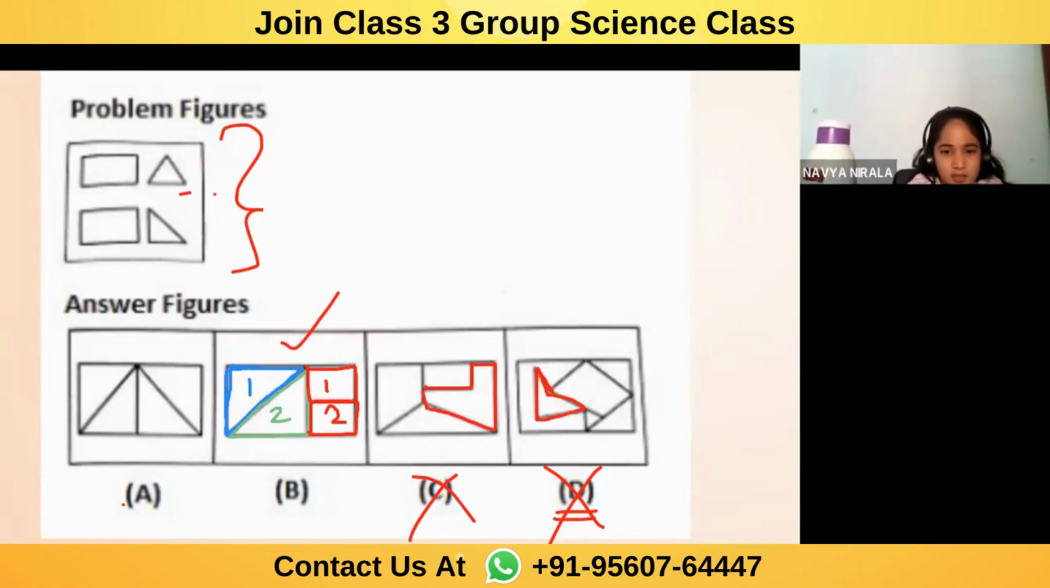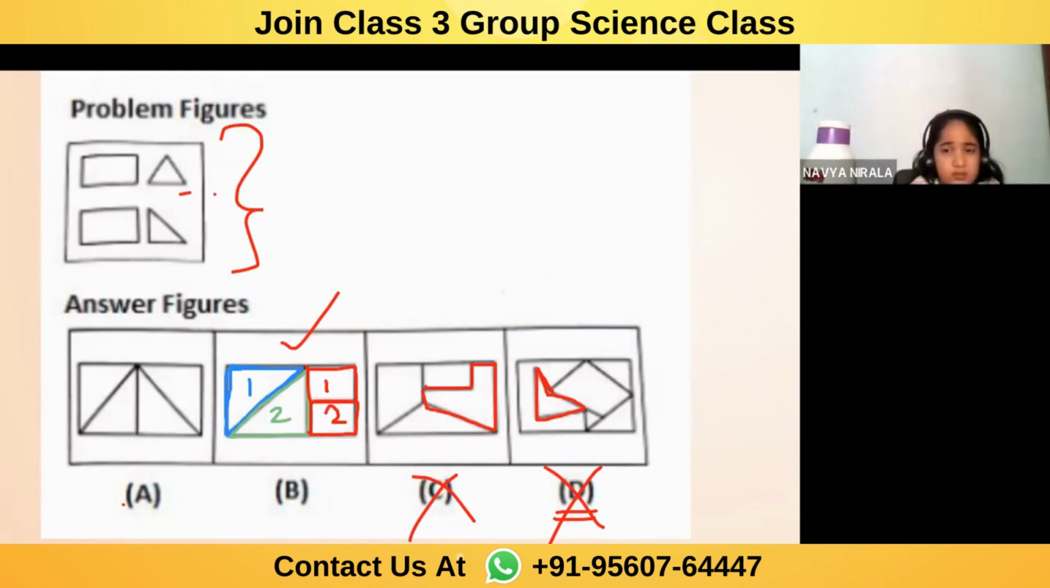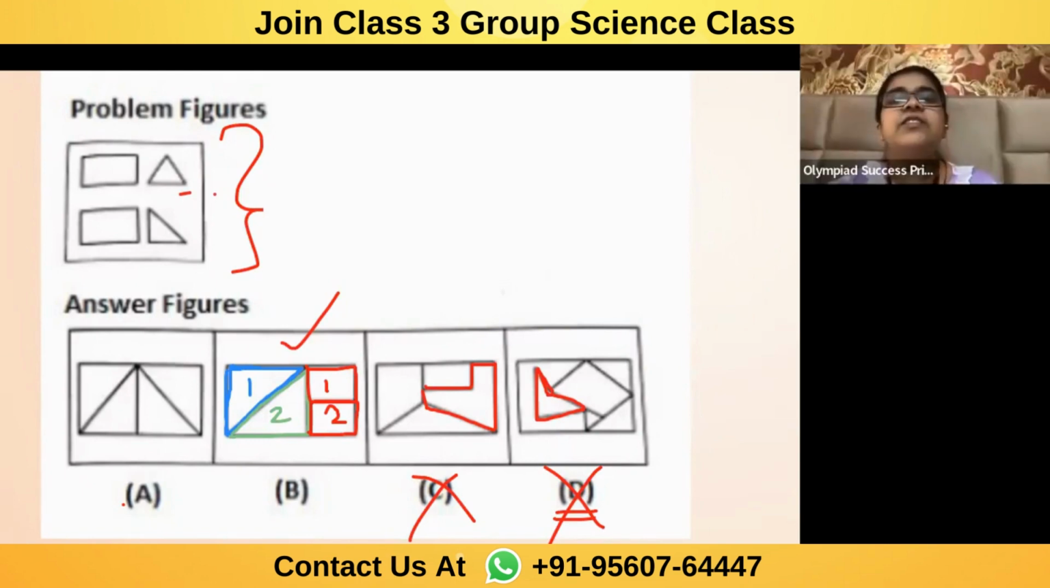Ma'am, but this is a square. That's not a problem. See, it's not exactly a square. If you just take your scale and measure it, it will not be an exact square. The sides will not be equal. Okay, it's looking like a square, but is not a square.